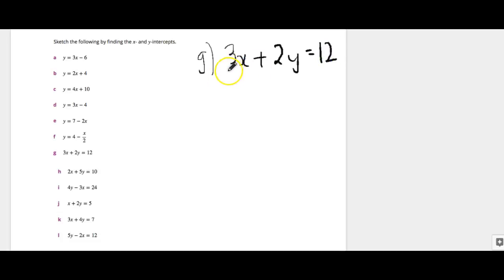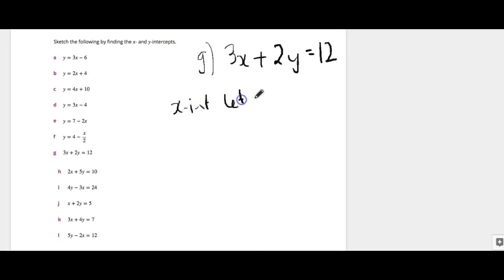Now, don't make the assumption that the number in front of the x is always going to be your gradient. In this case, it's not, because your equation has to be in the form y equals mx plus c for you to make the conclusion that that number is your gradient. And I can see here it's not in the form y equals mx plus c. But that doesn't matter because we're only finding the x-intercept and the y-intercept.